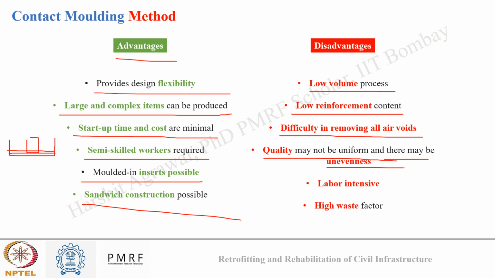Quality may not be uniform and there may be unevenness. Since the roller applies mechanical pressure, sometimes it may be high, sometimes it may be low, so it depends upon the person handling the roller. So quality may not be uniform and there can be unevenness. It is labor intensive since it requires manual work, and there is a chance that it will lead to high waste. So these are some of the advantages and disadvantages of contact molding.